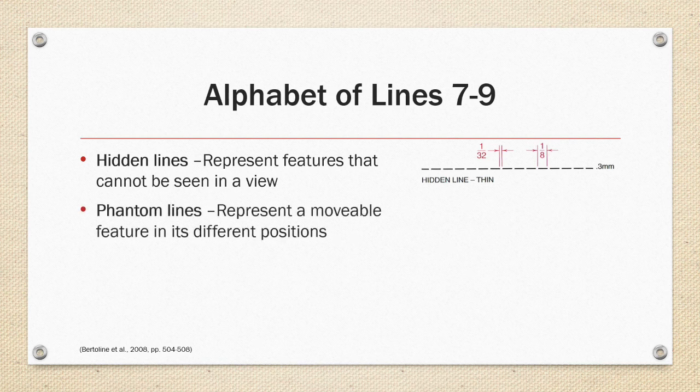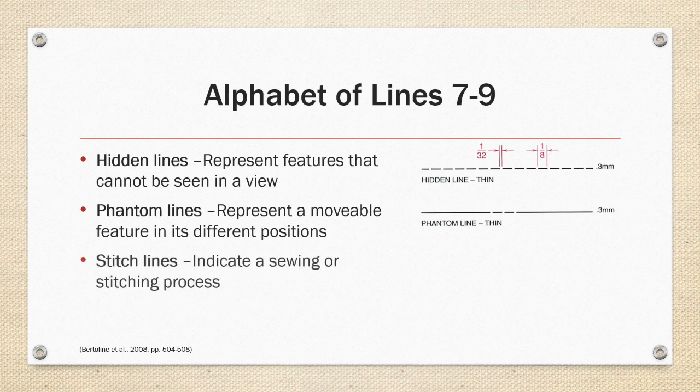Line type number 8 is the phantom line, which represents movable features in different positions and occurs as shown on the right. The ninth line type is the stitch line, which can occur as a thin dashed or dotted line, as shown. This line type is specific to the soft goods industry such as fabrics and upholstery.